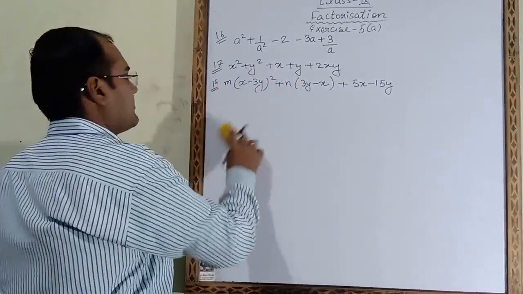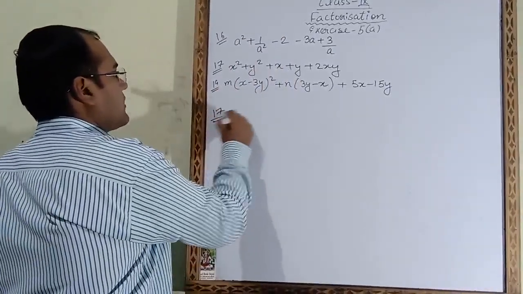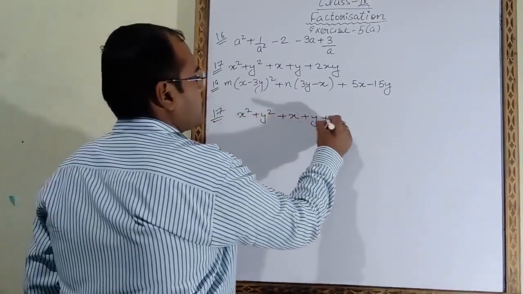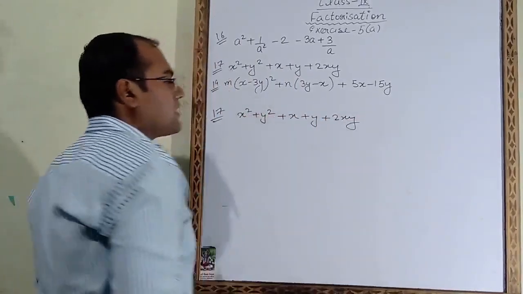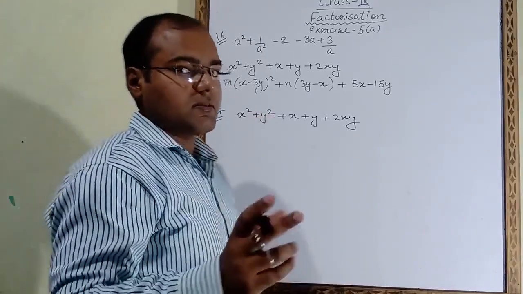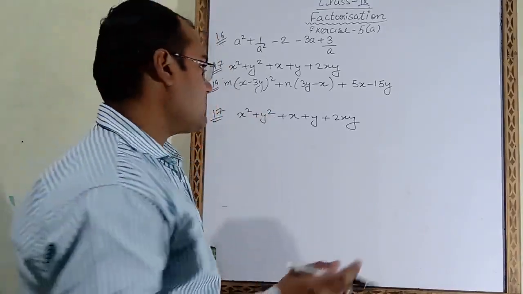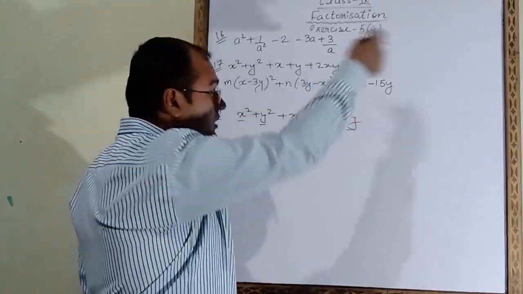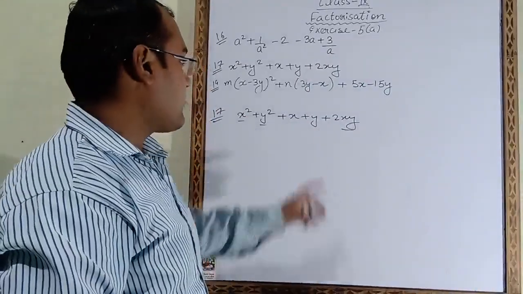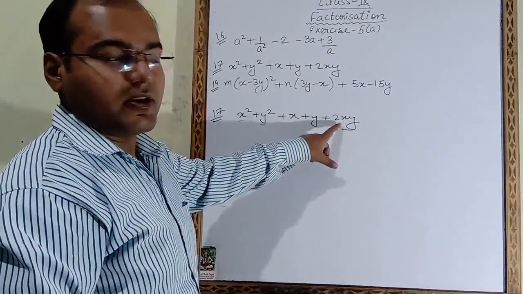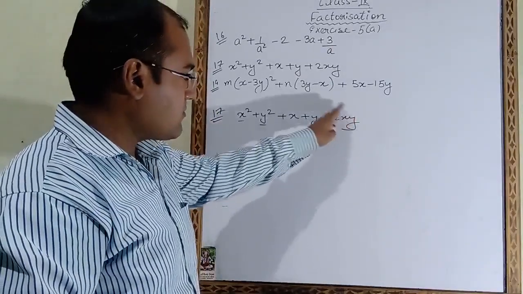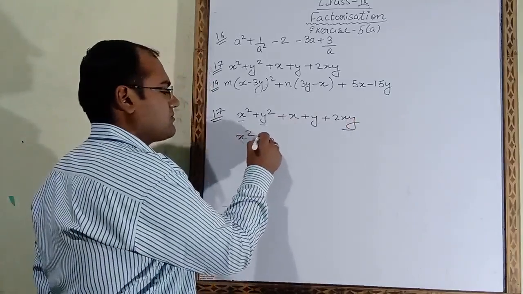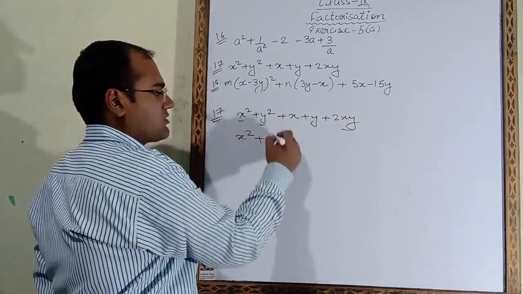Question number 17. X square plus y square plus x plus y plus 2xy. Here also you have to do the same thing, but one difference is there. Here it is x square plus y square plus 2xy, written on the fifth number. On the fifth number it is written. So what you have to do, you have to bring it here on the third position. So x square as it is, plus y square, and this plus 2xy we have to write here.